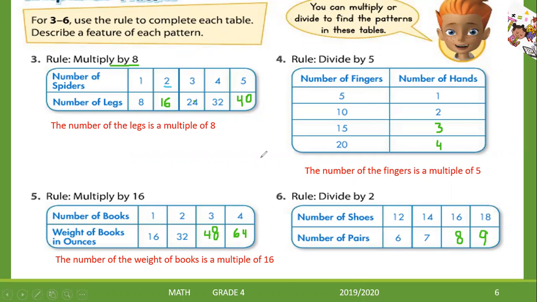Then describe a feature of each pattern. To describe this pattern, we can look at the number of shoes, and as you see, all of them are even. Also, all of them are multiples of 2. You can use any one. So here you can write the number of shoes is even.